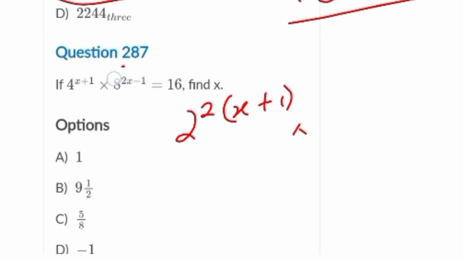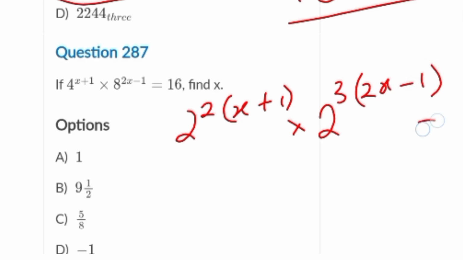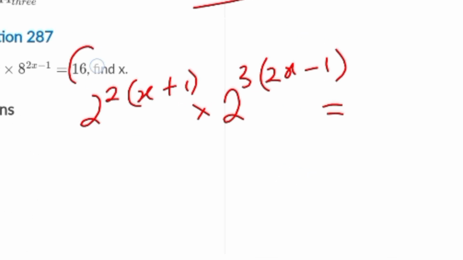Then times this 8 here, that will give you 2 to the power 3, because 8 is 2 times 2 times 2. So 2 to the power 3. Open a small bracket, 2x minus 1. Then this 16 that is here is 2 to the power 4. Okay, then from here, you can expand the powers. This is 2x plus 2.